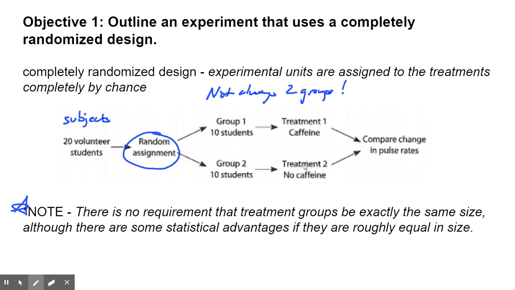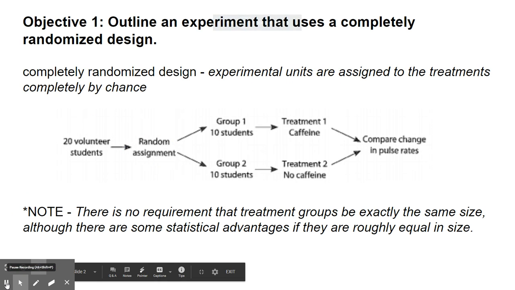Then we have our treatment groups. Notice it says treatment 1, treatment 2. This was the caffeine or not caffeine example, if you remember: cola with caffeine, cola with no caffeine. And then this is your response variable. What are you measuring? And again, write it out. So we're comparing the change in pulse rates, okay? And this word compare is an important word here.